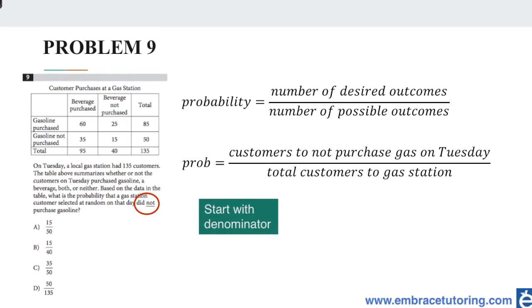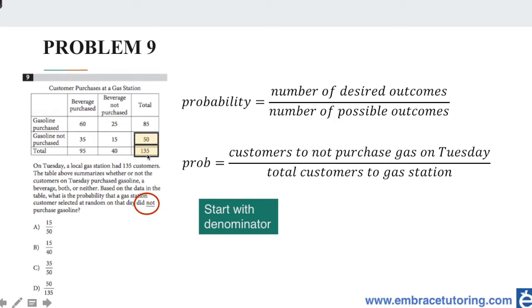So when we go back, it says, based on the data in the table, what is the probability that a gas station customer selected at random? And this is the key here. It says, out of all of the gas station customers selected at random on that day, so individuals who attended the gas station on that day, did not purchase gasoline. So that means that we're talking the full total, the full total of 135 individuals.